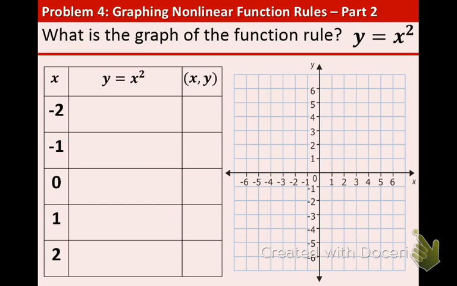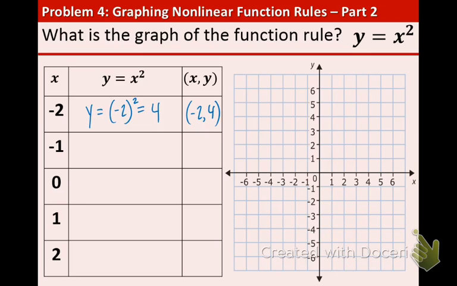Now let's try the function rule y equals x squared. We're going to input the x values of -2, -1, 0, 1, and 2. So let's input the -2. Remember to use parentheses. They are extremely important in this problem. So when you are squaring the -2, you have -2 times -2. That's a +4. So our coordinate point is -2, 4.